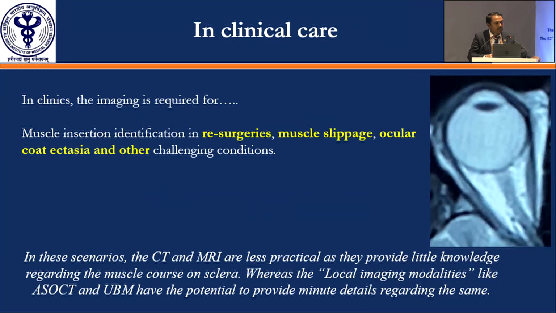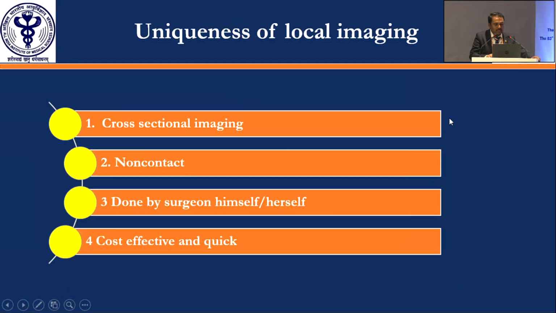In clinics, we need imaging for challenging situations, that is resurgery, muscle slippage, ocular coat ectasia, or any other conditions. In these cases, when you do a CT scan or MRI, you'll be able to see the belly details, but you won't be able to tell where exactly the muscle is inserting on the sclera. That's where the AIOS2025 comes to the rescue, and of course the UBM is also there. UBM and AIOS2025 can be considered local imaging modalities.